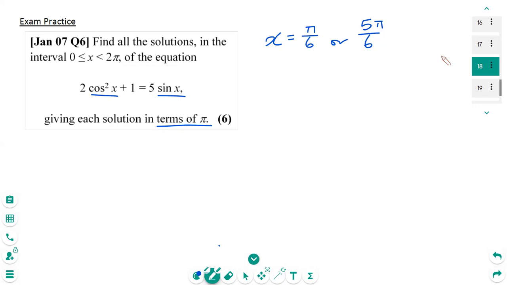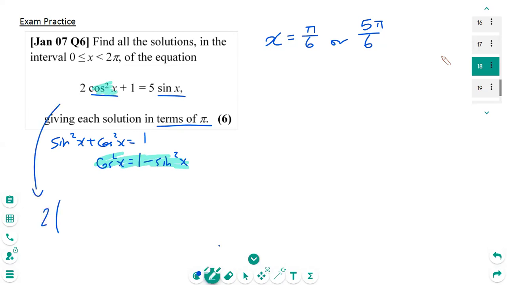So first thing, again, I'm going to replace cos squared x. So we know sine squared x plus cos squared x equals 1. So cos squared x equals 1 minus sine squared x. So that's what I'm going to do. I'm going to replace this cos squared x in here.